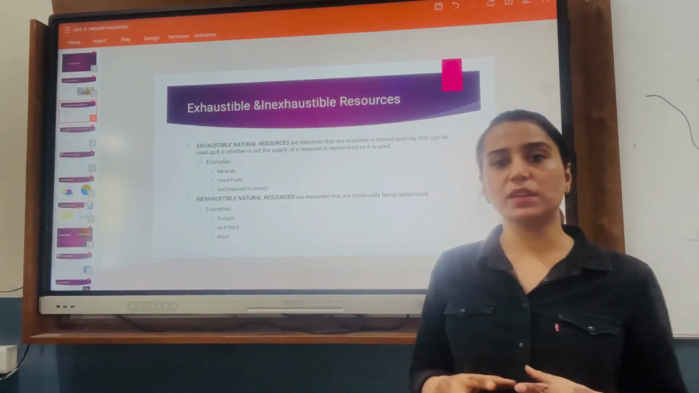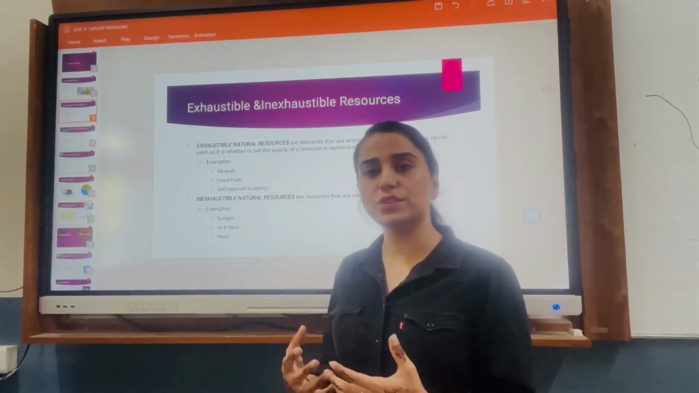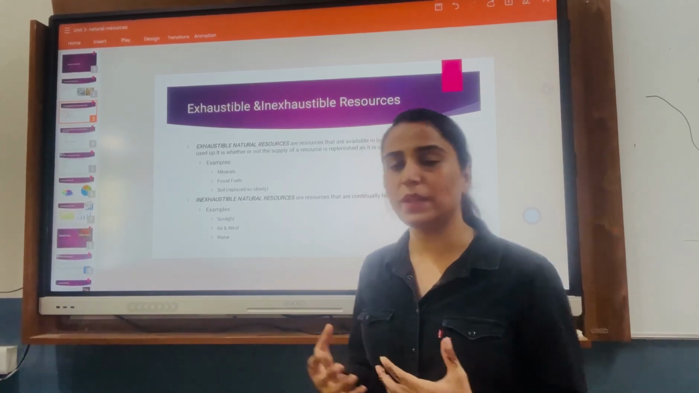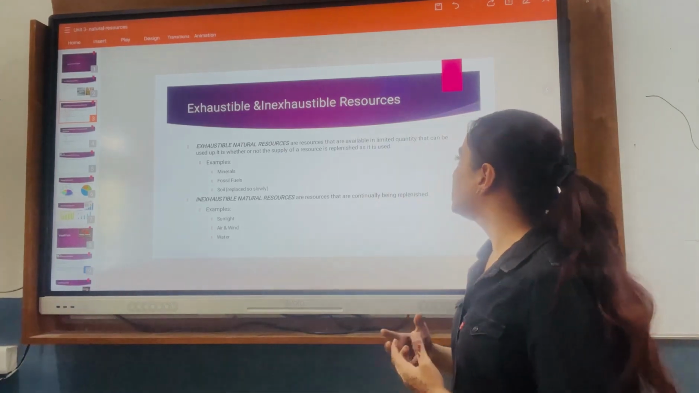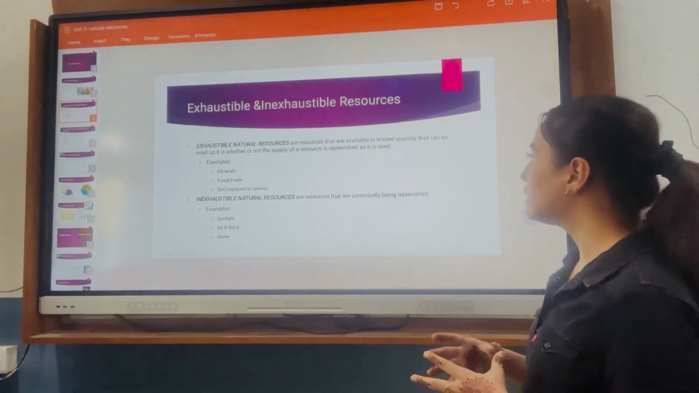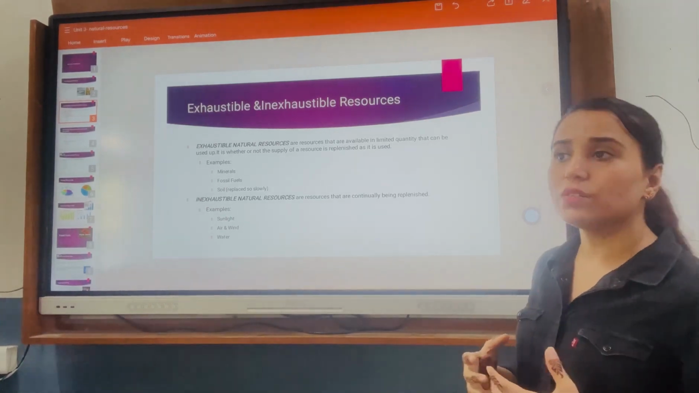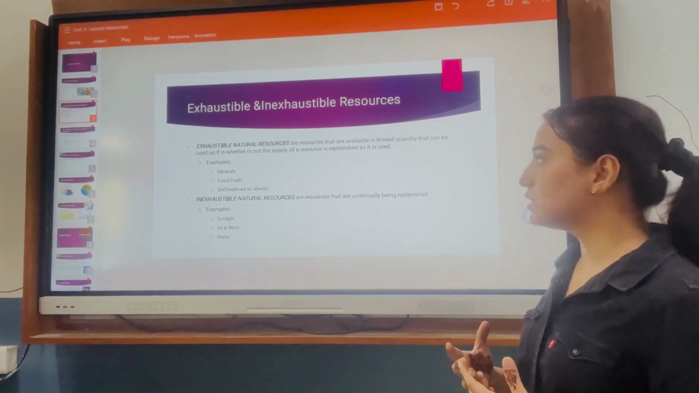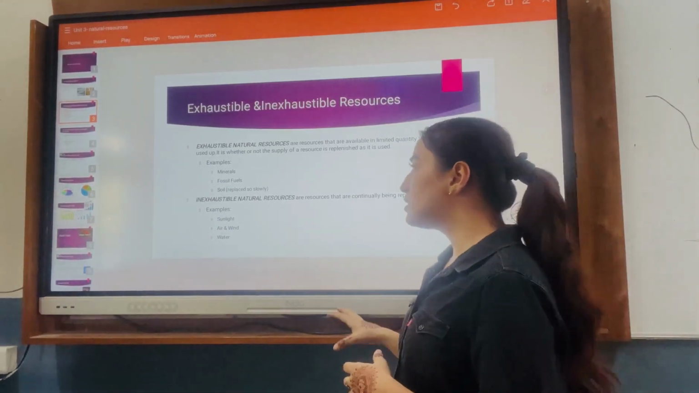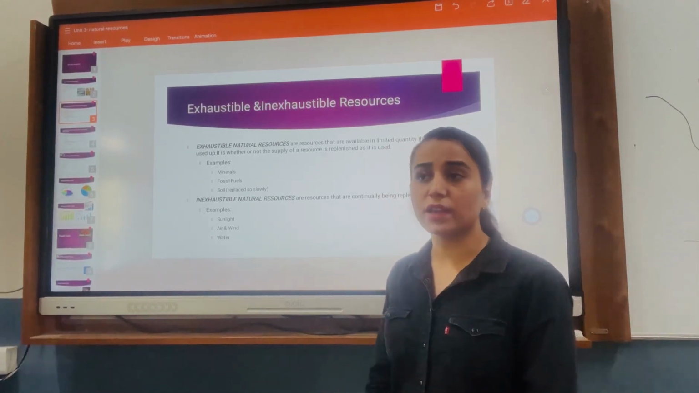Natural resources can be divided on the basis of whether they are exhaustible or inexhaustible. Exhaustible resources are those which get exhausted or cannot be replenished after one use. These are available in limited quantity. Whether they get used up also depends on the supply of these resources. Examples of exhaustible resources are minerals and fossil fuels.